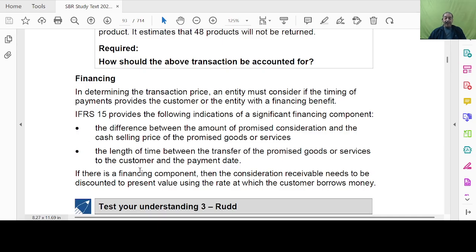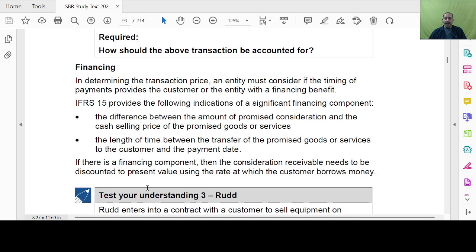Right? So that financing component is already included, and we have to find out by discounting with the rate of interest that is applicable in the market as of today. We have to discount and calculate the present value of that 5,000. The present value of that 5,000 or that 4,000 will be the actual transaction price.